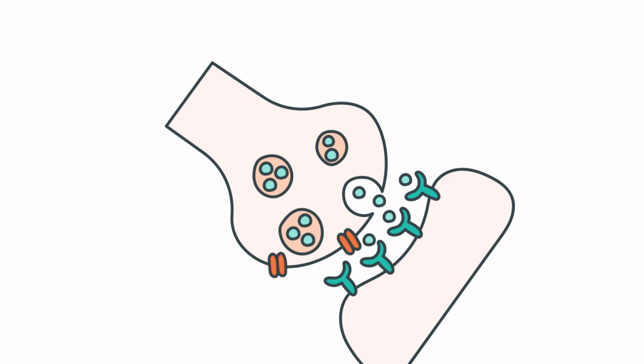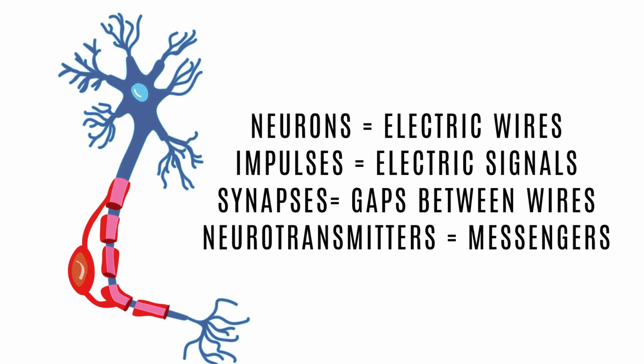Then the signal continues like a baton being passed in a relay race until it reaches the brain or the muscles, as the case may be. So in short, neurons can be likened to wires, impulses are the electrical signals, synapses are the gaps between wires, and neurotransmitters are the messengers that help the signals jump this gap.